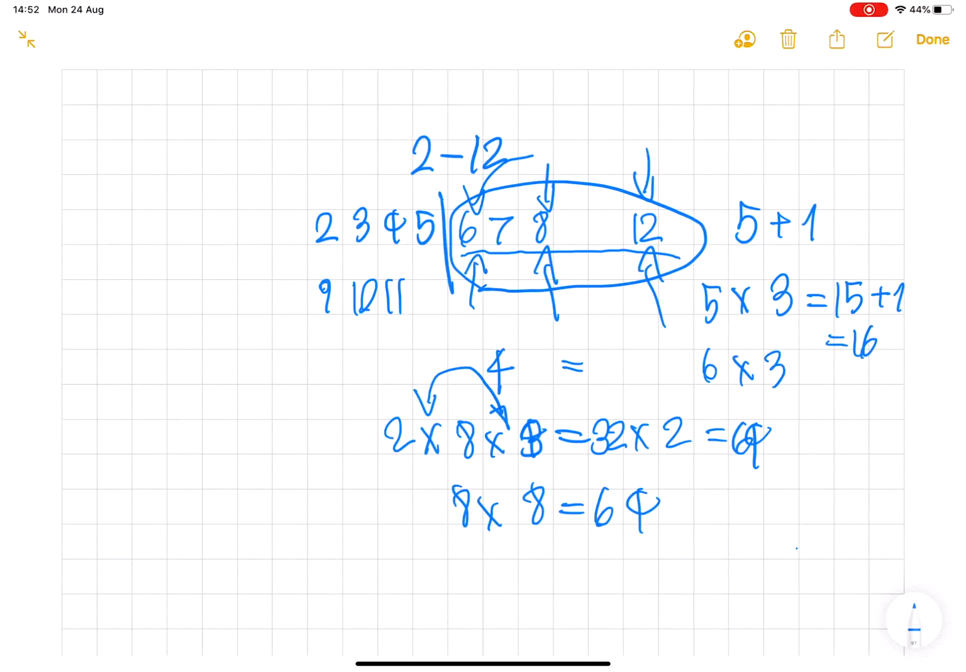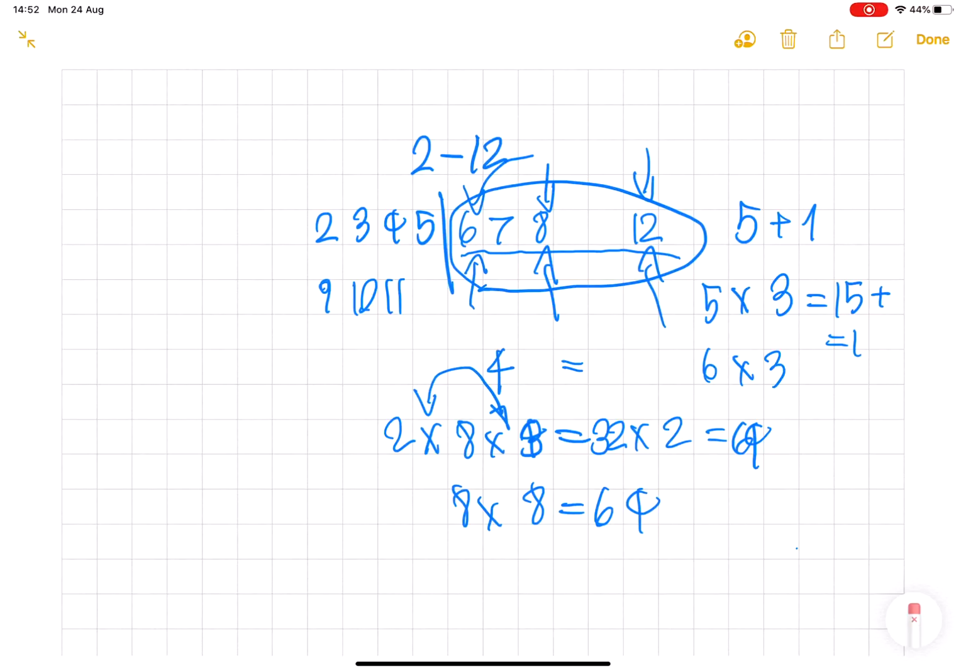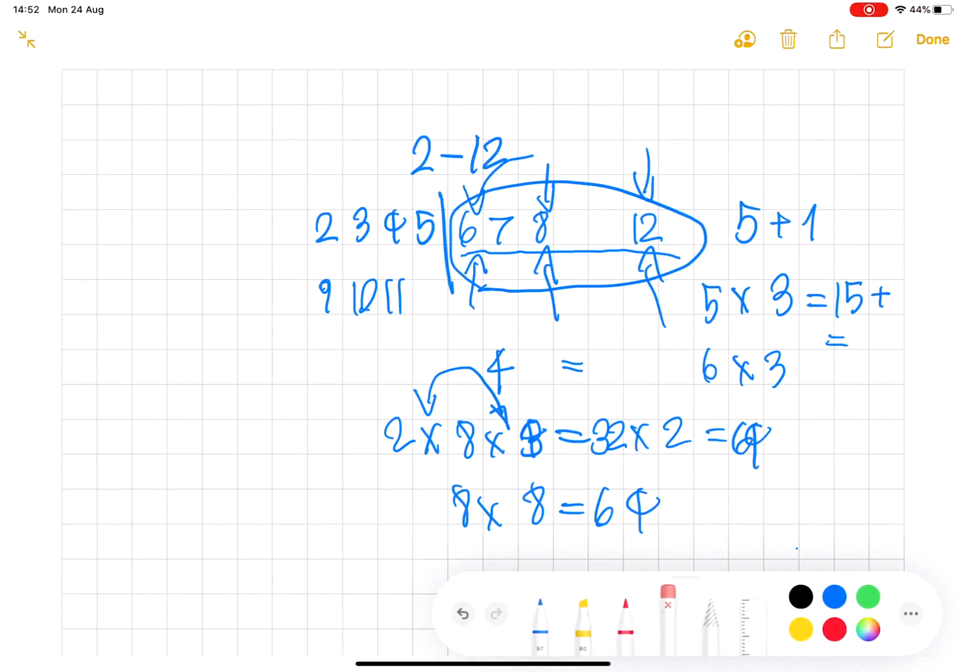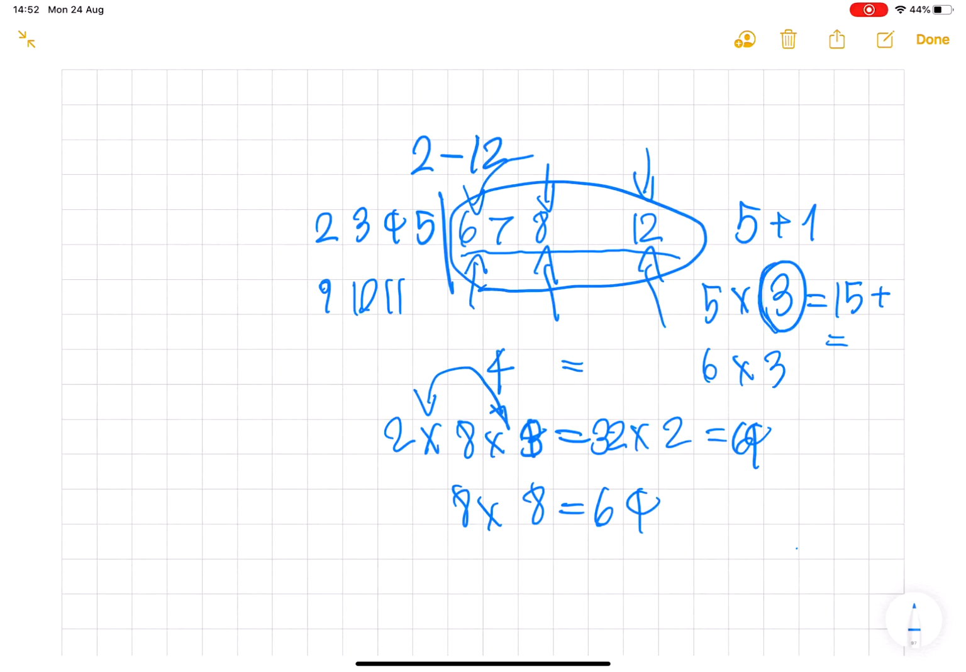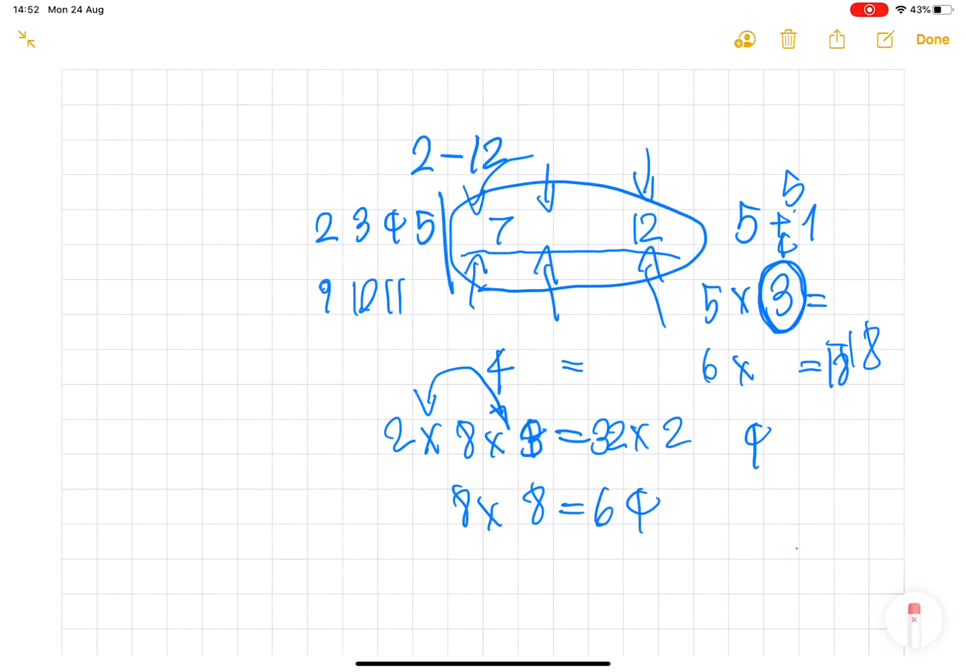3. Wait, this method doesn't work that way. It's not plus 1. Oh, it's not plus 1. It's plus this number right here. Like 4, 5, yeah, you have to plus. So plus 3 is equal to 18. So 6 times 3 is 18. So we got 8 and 6.